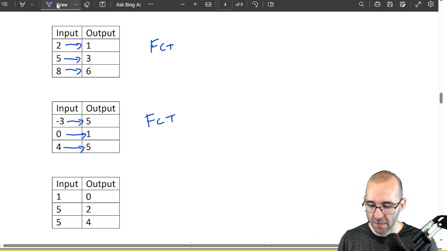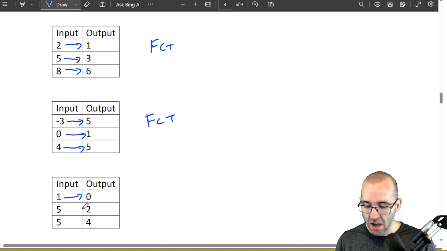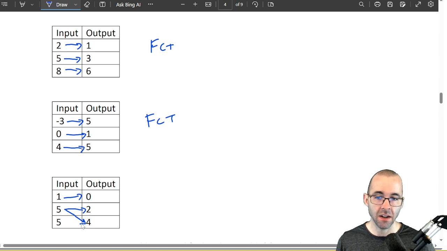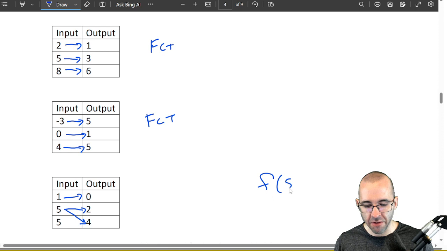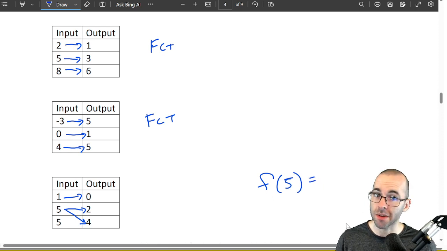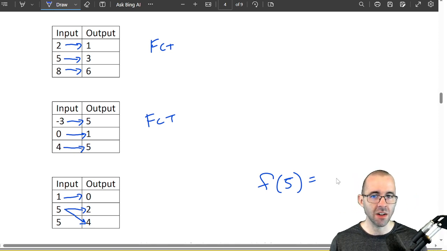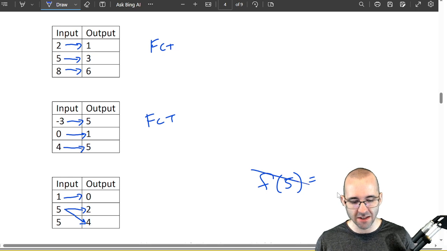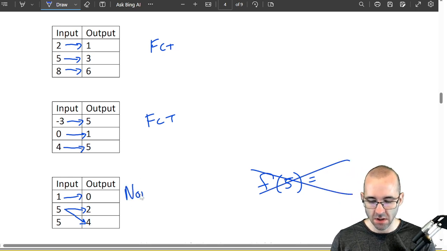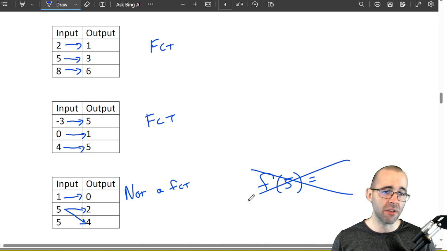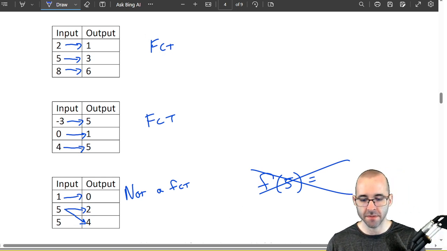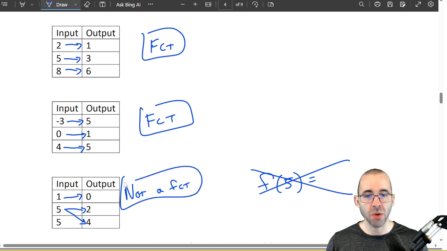Now let's look at this third one. 1 goes to 0. But notice that 5 goes to 2 and to 4. If we tried to write over here f of 5 equals what number, we'd have a problem. Does f of 5 equal 2? Does f of 5 equal 4? An input of 5 gives both of those outputs. It's not a function. So only the first two tables are functions here. That's pretty much what we've got.